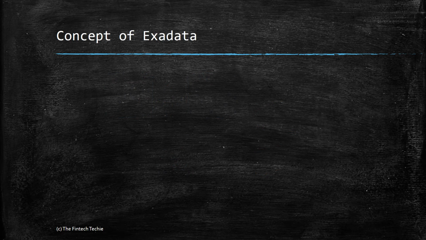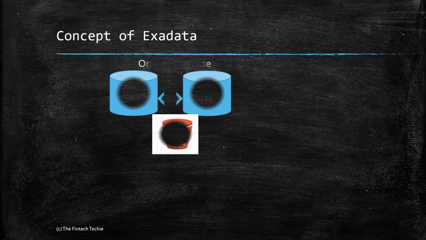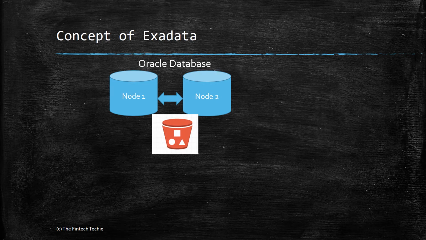So let's see the concept of EXADATA. Now, EXADATA, as the word suggests, is actually a combination of all of them put together. These are already pre-configured. So when you order an Oracle EXADATA, all of these come together pre-configured.